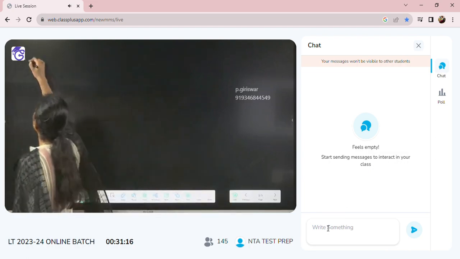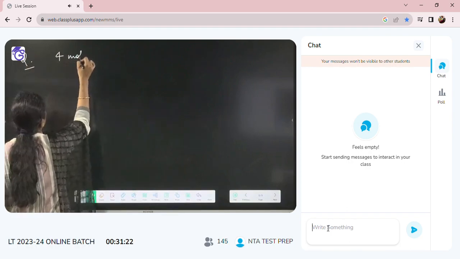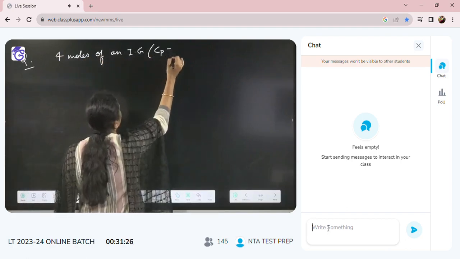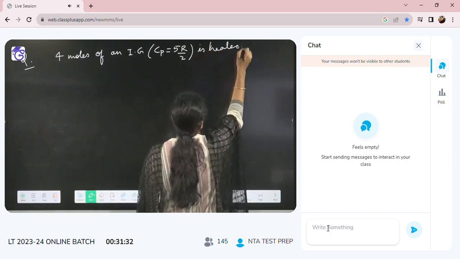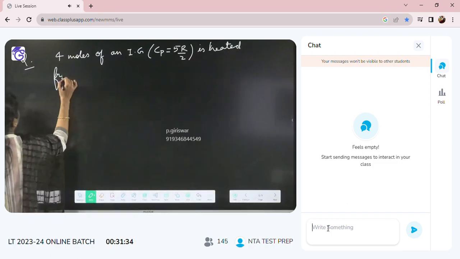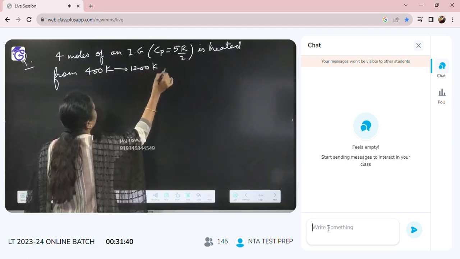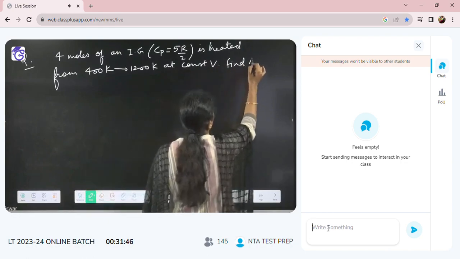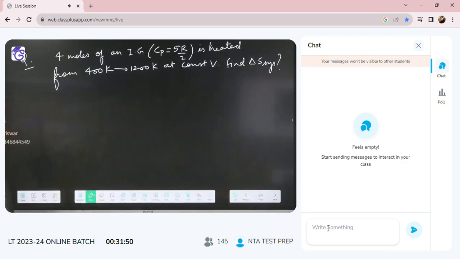Next question I am giving you. 4 moles of an ideal gas, Cp value is 5R by 2, is heated from 400 Kelvin to 1200 Kelvin at constant volume. Find delta S for the system. Find out that.